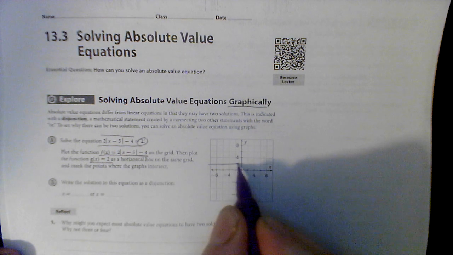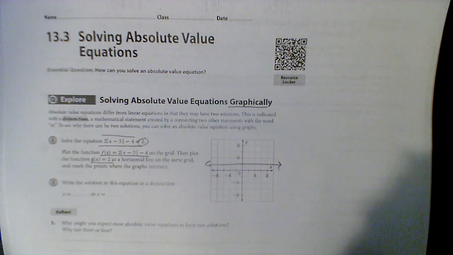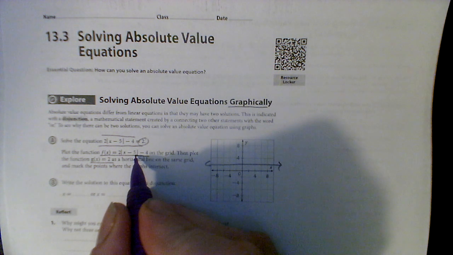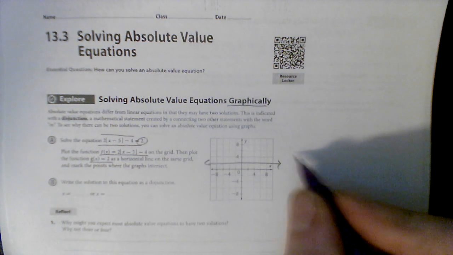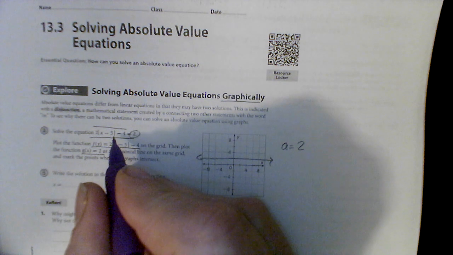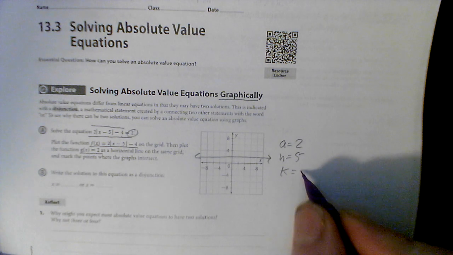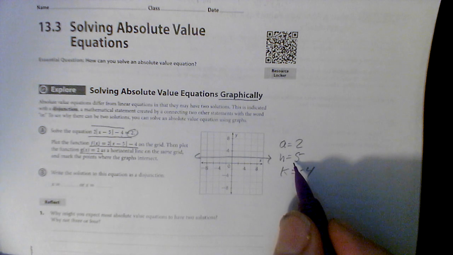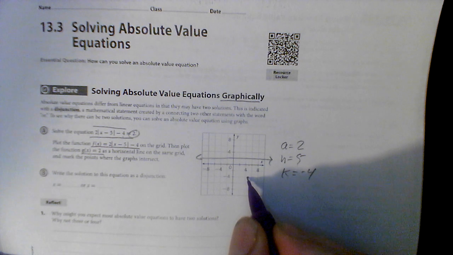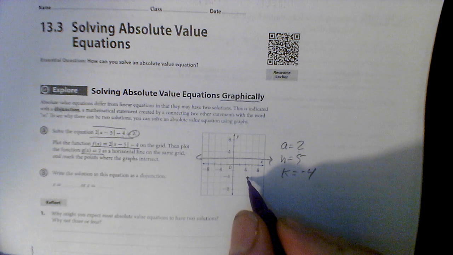It's much easier. It's just a horizontal line right there, similar to y equals 2. And let's go ahead and graph this. Remember, let's write all our values for that one. The a is 2, that's a stretch. I look in here, that's my h, which is 5, and that's my k, which is negative 4. So this means I go right 5, 1, 2, 3, 4, 5, down 4, I'm right there.